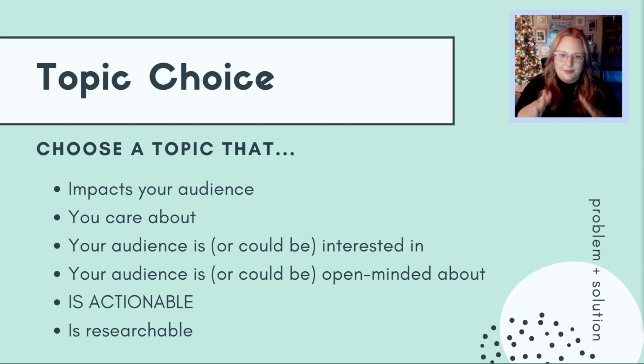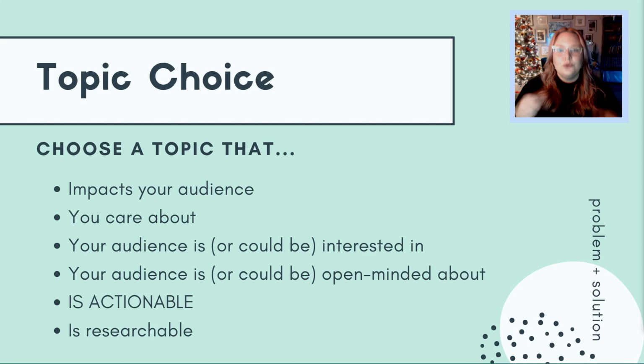Other things to think about when you are brainstorming and considering potential topics, and don't worry, we'll go over lots of examples in a minute. Other things to consider, you should choose a problem or a solution. So that's that first chunk of your speech. You should choose a problem or solution that impacts your specific audience. That doesn't necessarily mean it can't be a big or maybe even a global issue.